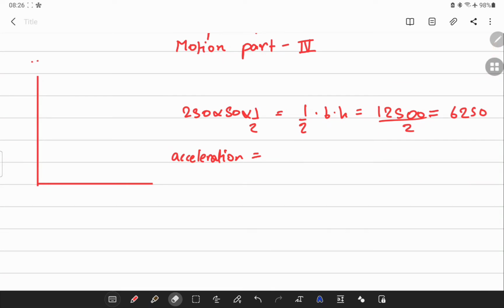So these were the two kinds of main graphs. There are also speed time graphs and all. A speed time graph is like a velocity time graph, but keep in mind speed can't go down. Actually, speed can go down in that situation. Okay, so coming on next are the equations of motion.